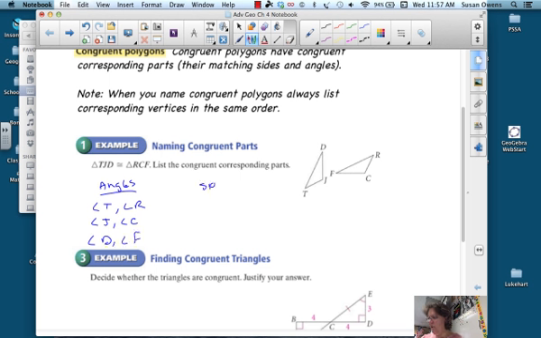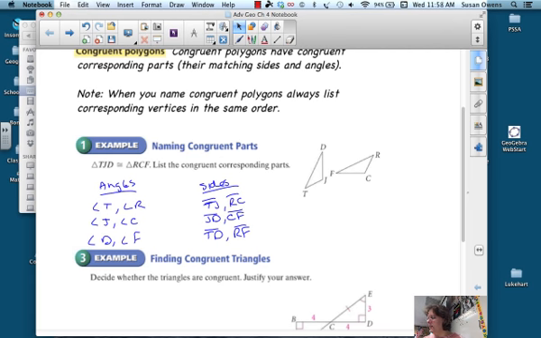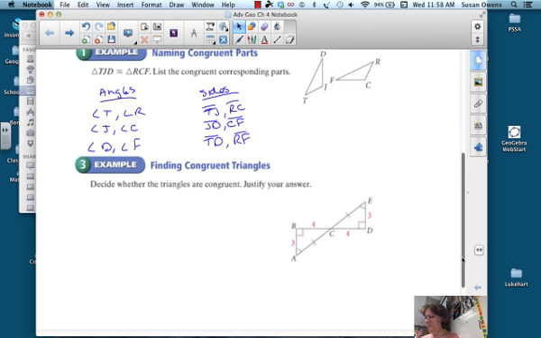And if I want to do all the corresponding sides, then I just have to make sure that when I list the points for the sides, I list them in the same order. So I could say that TJ and RC, and also JD and CF, and the last ones would be TD and RF. And when I did that, I didn't even really look at the picture off to the side to decide what were the corresponding parts.